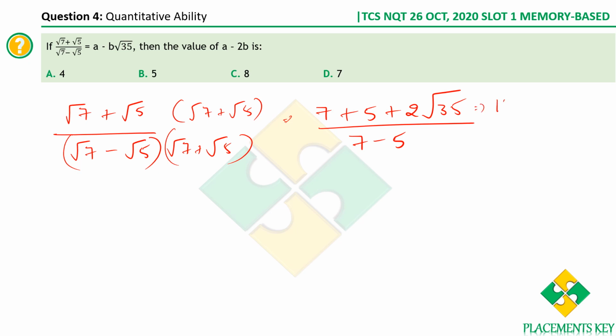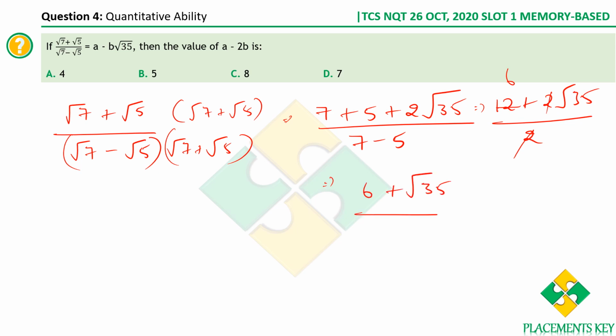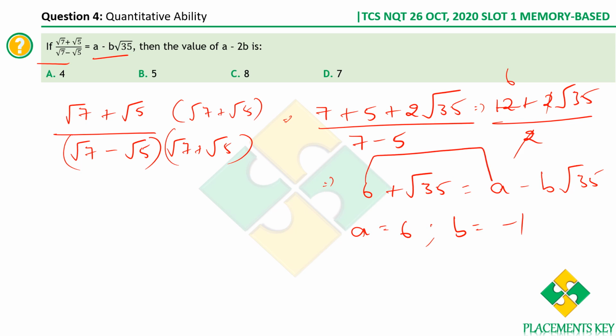So what do we get? We get 12 plus 2 root 35 by 2. So we can cancel out 2, right? 2 ones are 2, 2 sixes are 12, 2 ones. So what is the value that we have got? 6 plus square root of 35. It's given that this value is equal to a minus b root 35. So on comparison, clearly, we get the value of a as 6, and the value of b is equal to minus 1.